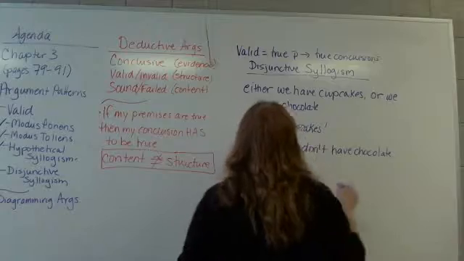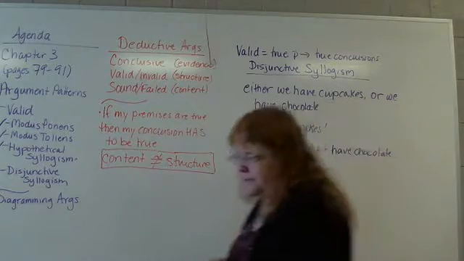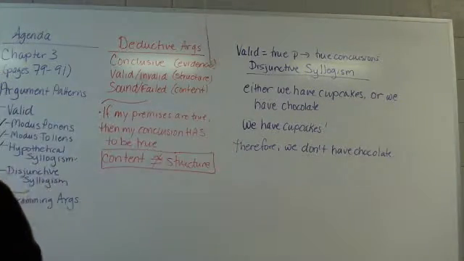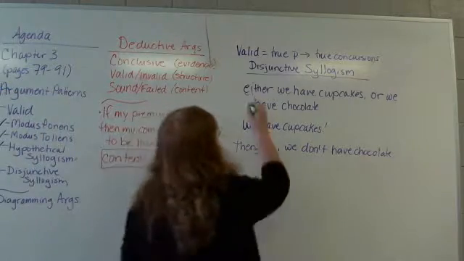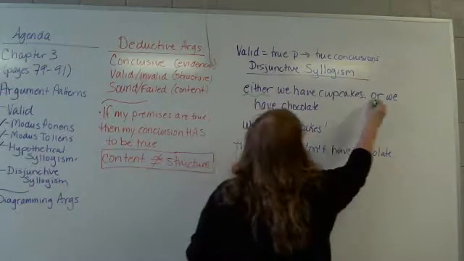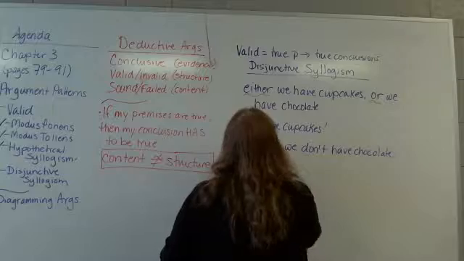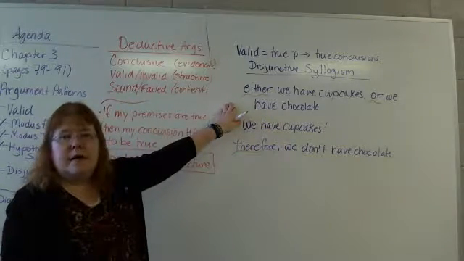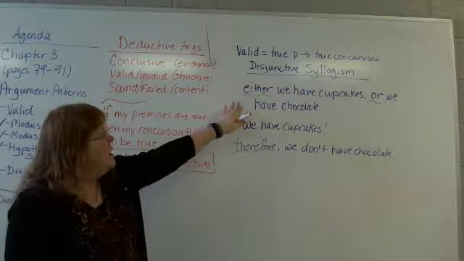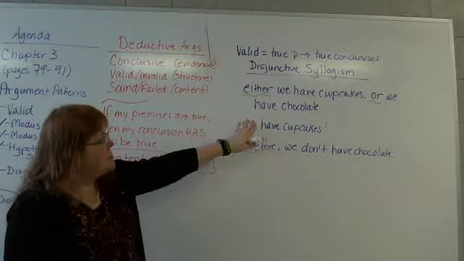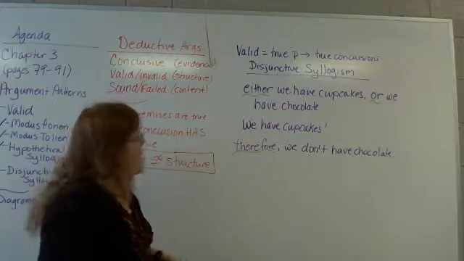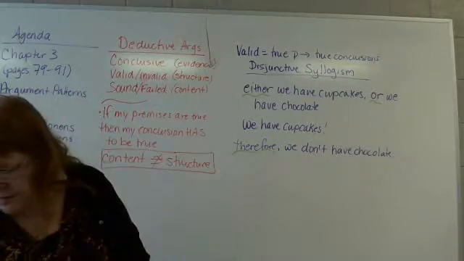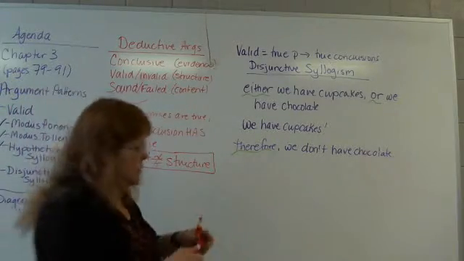Supposed to know. Okay? That's my whole argument. Now, we can write this a few different ways, but we're going to play with it a little bit. Either, or, therefore. A lot of times we leave off the either. Okay? You can say it either way. Either we have cupcakes or we have chocolate. That's my first premise. And so I have a couple of different pieces to look at here.